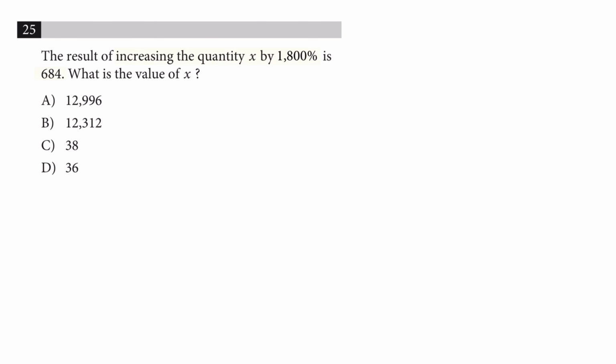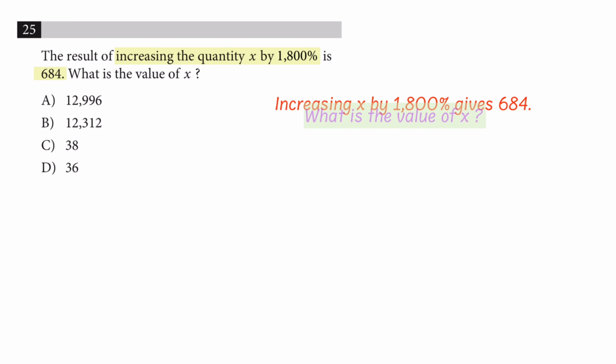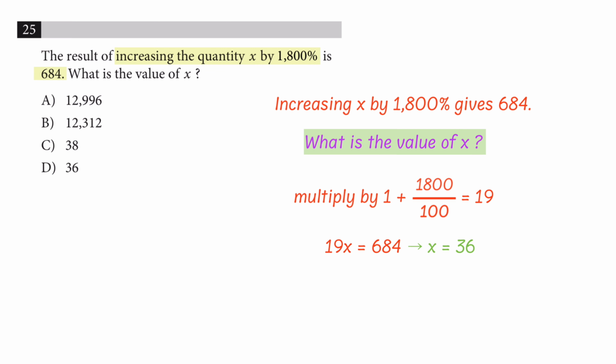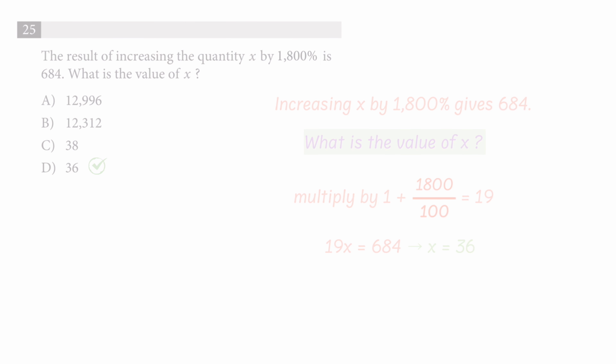Now, percent increase. If x increases by 1800%, what was x originally? An increase of 1800% means multiply by 1 plus 18. That gives a factor of 19. So we have 19x equals 684. Divide both sides by 19, x equals 36. That's choice D. Percent change, handled.